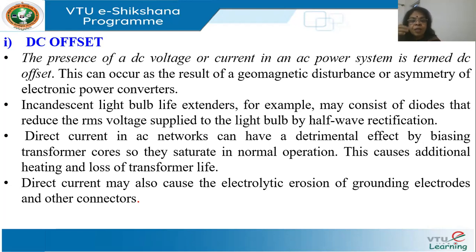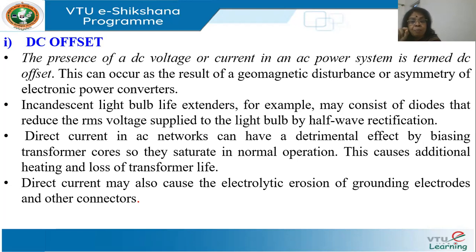Now, if your positive half cycle is slightly greater than the negative, then you have a positive DC offset. And if the negative half cycle is greater, you have a negative DC offset. This predominantly occurs because of asymmetry in converters. One of the main reasons is that. So this DC offset is more of an issue where we use converters, like in adjustable speed drives and variable frequency drives, etc. Now, if you have half wave rectification, where you are using rectifiers, then this can cause a DC offset.